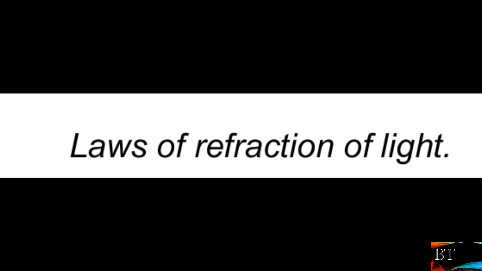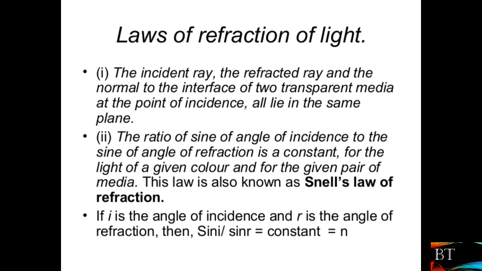The refraction of light obeys two laws of refraction. The first one is the incident ray, the refracted ray and the normal at the point of incidence all lie in the same plane. And the second one is the ratio of sine of the angle of incidence I to the sine of the angle of refraction R is a constant for a pair of given media. That is, sin I by sin R is a constant. This constant is called refractive index of the second medium with respect to the first medium. The above laws are called Snell's laws.